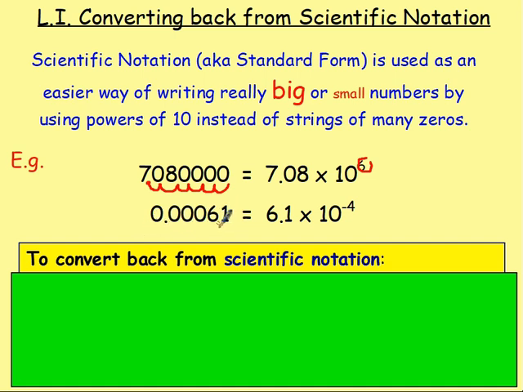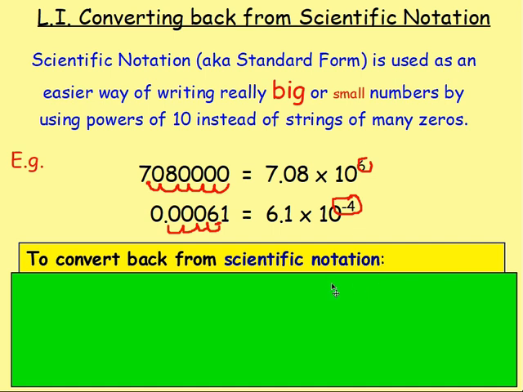Or if we had 0.00061, the decimal again went after the first number that's not a 0, so we had 6.1, and then we moved the decimal back 4 places to get back to the original number. Because we moved it back, it was a negative. Oh, I remember that. But how do you go the other way, Mr. Thomas? Good question, Alex. Very good indeed.